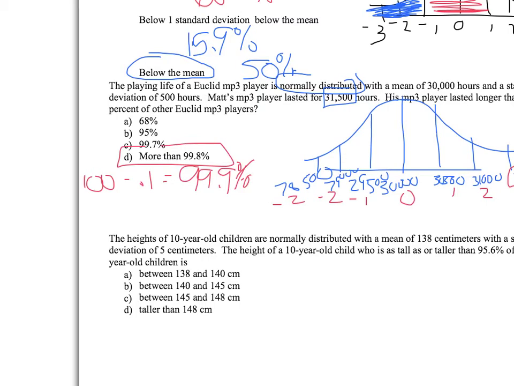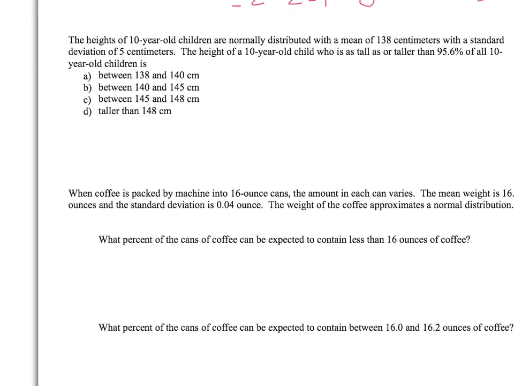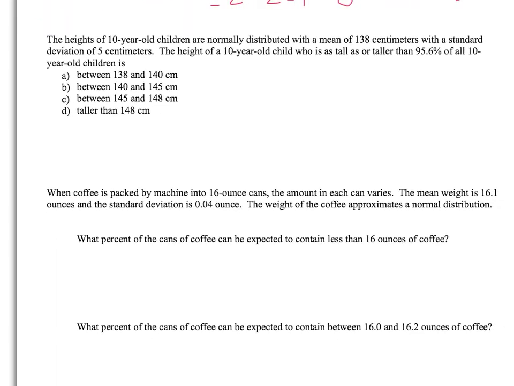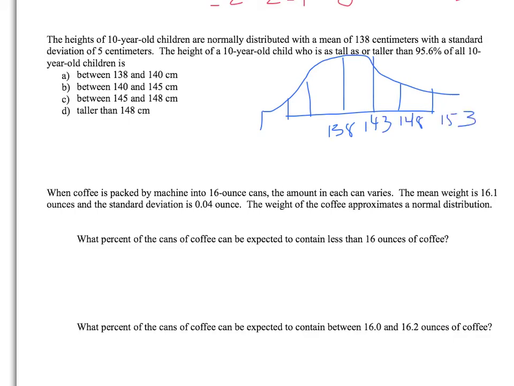Let's look at the heights. The heights of a 10-year-old child are normally distributed with a mean of 138 and a standard deviation of 5. So let's draw our curve. 138 goes in the middle, and you're going up and down by 5s. So 138 plus 5 is 143, plus 5 more, 148, and then 153. In the negative direction, 133, 128, and 123.